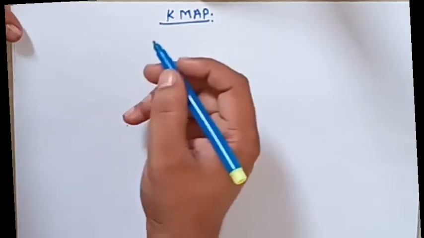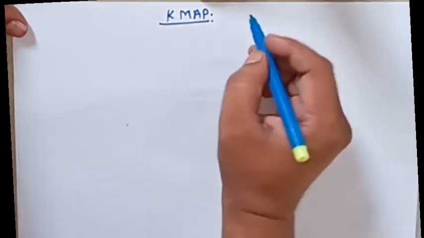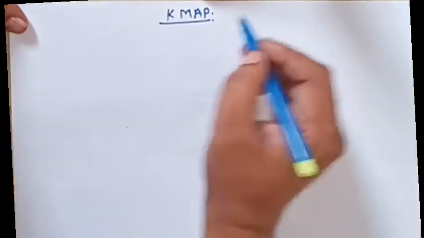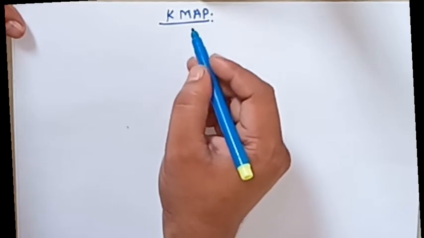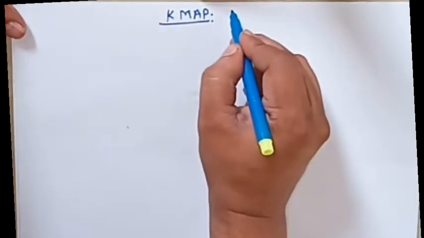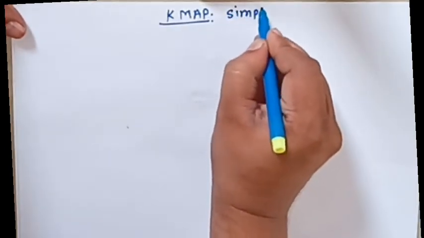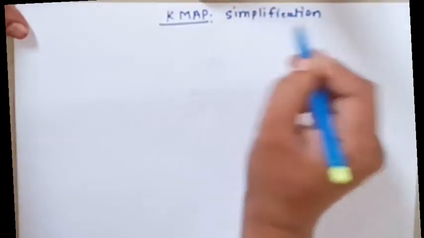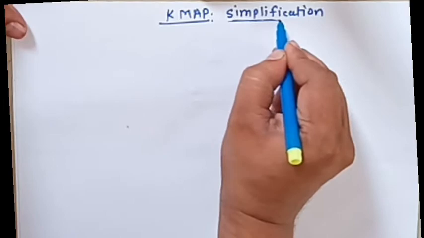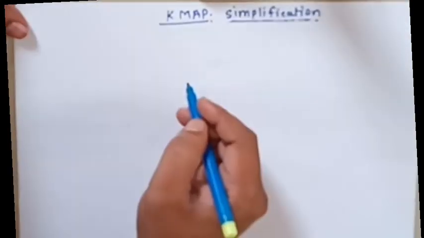So today's lecture topic is K-map. It is also referred to as a Karnaugh map, and in short we will call it K-map simplification. So what is it? It is the method that is used for simplification of Boolean expressions.